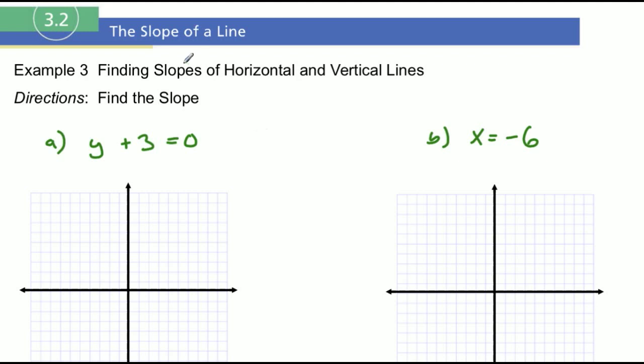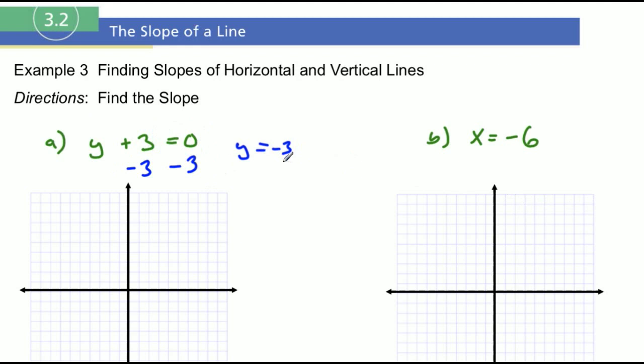All right, so what we're going to do here is find the slope of these equations right here, y plus 3 equals 0 and x equals -6. What I want to do first is graph it so we can clearly see what the slope is. If I'm going to graph y plus 3 equals 0, I'm going to solve for y first. I'm going to subtract 3 from both sides, and I get y equals -3.